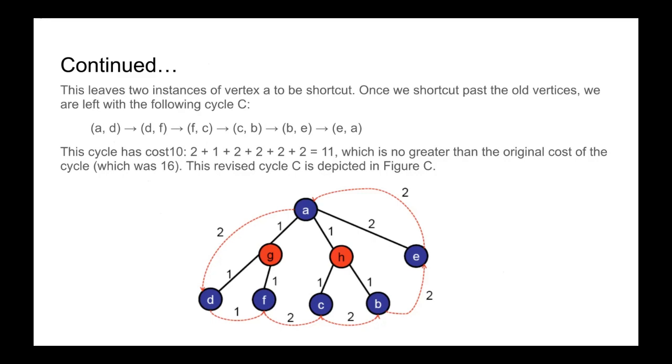Then C to B, again an outer edge, the cost is 2. B to E, and then E to A itself. So the total cost comes out to be 11, which is no greater than the original cost, which is 16. So the revised cycle here, as you can see, is here.